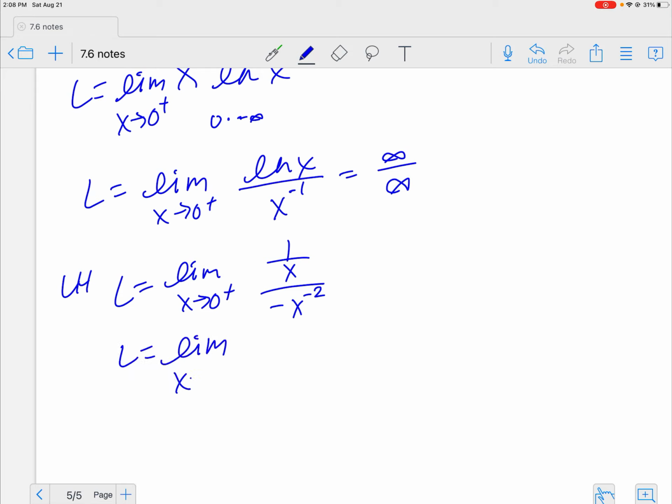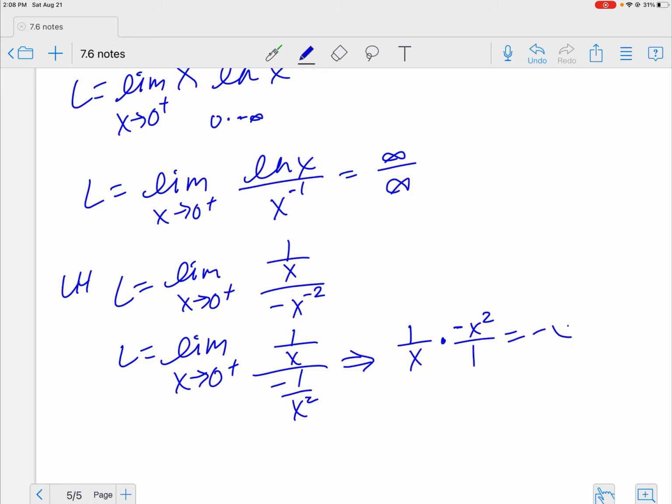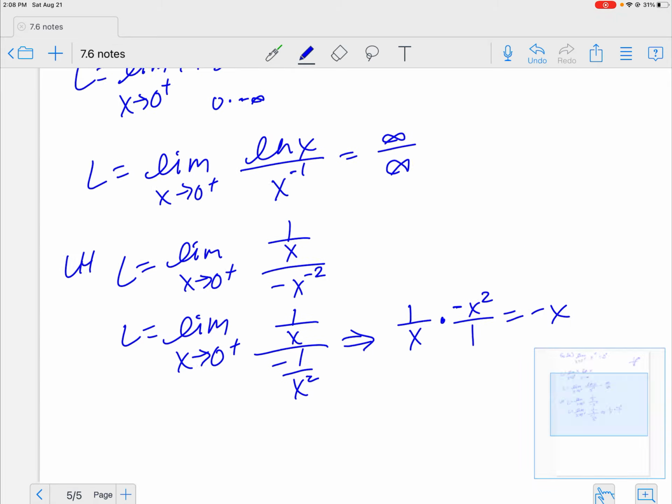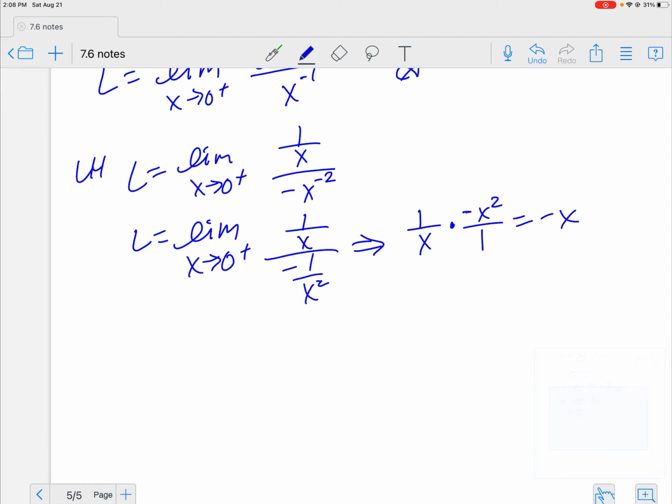L is actually equal to the limit as x approaches 0 from the right. I'm going to write this out a little bit more just to make sure you see what's going on. Negative 1 over x squared. Whenever you take this, that's the same thing as 1 over x times this negative x squared over 1. Do you see how that happened? Right? Multiply by the reciprocal, and you end up with that negative x. Okay. Just making sure that we're all on board.